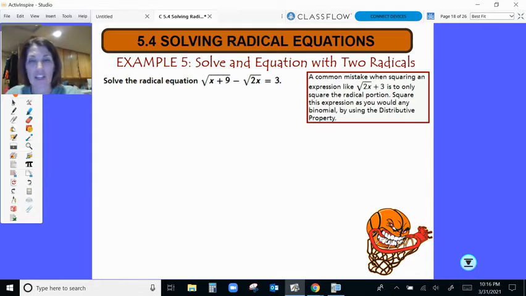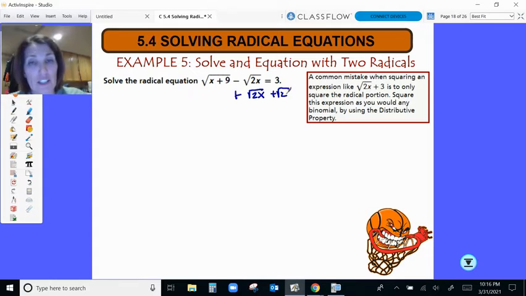Okay, now we're getting into radical functions, okay? Now this gets kind of interesting, so you might want to pay close attention. Okay, so what I want to do, I like to isolate the one with the binomial radical first, because this one's a little bit easier to deal with. So I'm going to go ahead and add the square root of 2x to both sides.